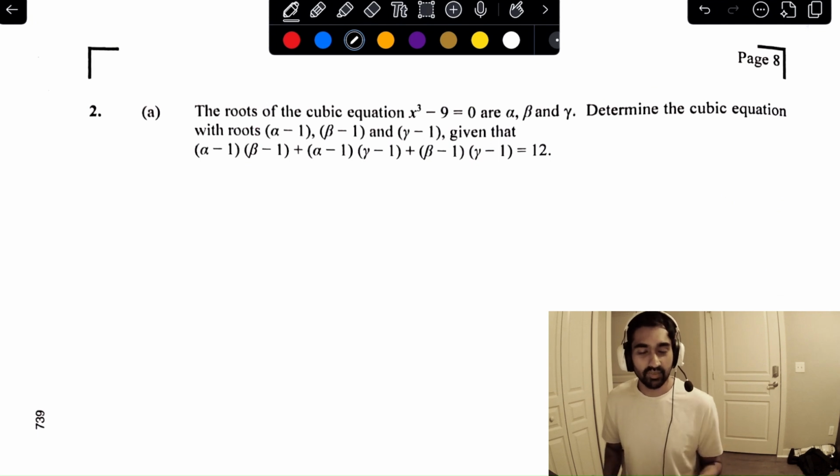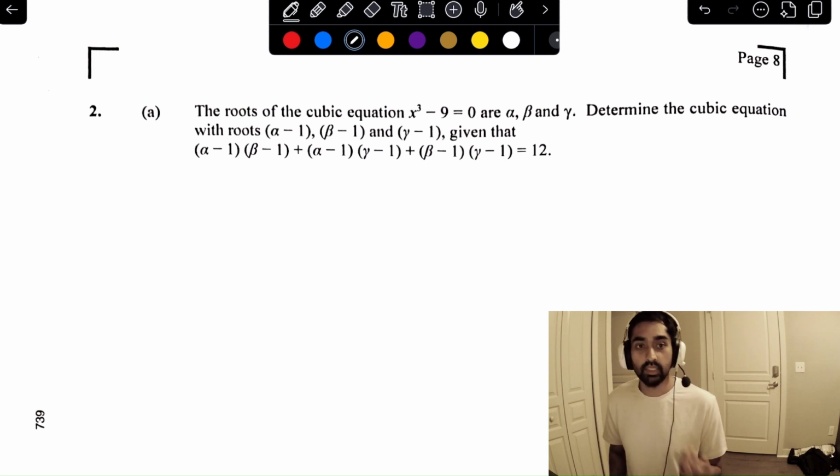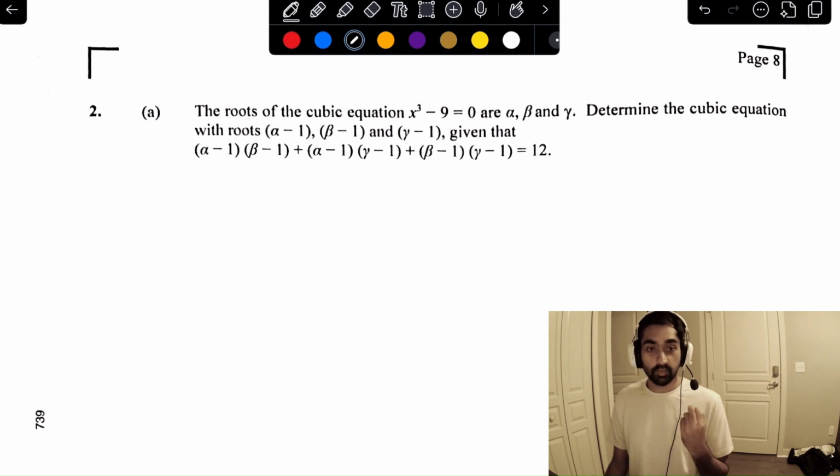Hi, in this video, we're going to go over CAPE 2024, Unit 1, Pure Maths, Question 2. Let's start with Part A. Part A reads, the roots of the cubic equation x cubed minus 9 equals 0 are alpha, beta, and gamma, and we're asked to find the cubic equation that has roots alpha minus 1, beta minus 1, and gamma minus 1. Given that alpha minus 1 times beta minus 1 plus alpha minus 1 times gamma minus 1 plus beta minus 1 times gamma minus 1 equals 12.